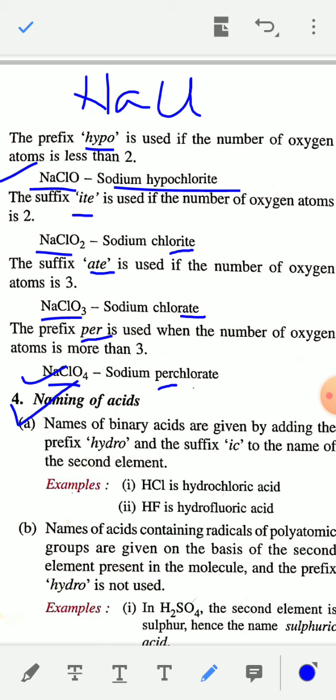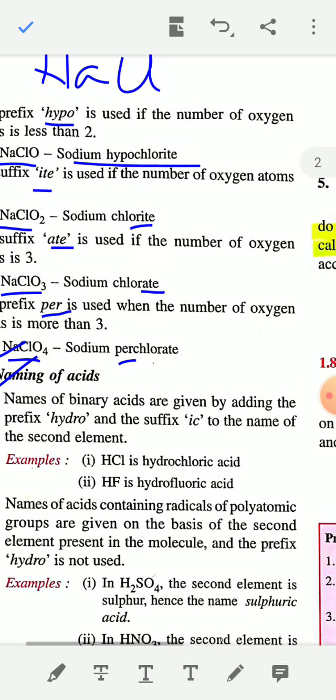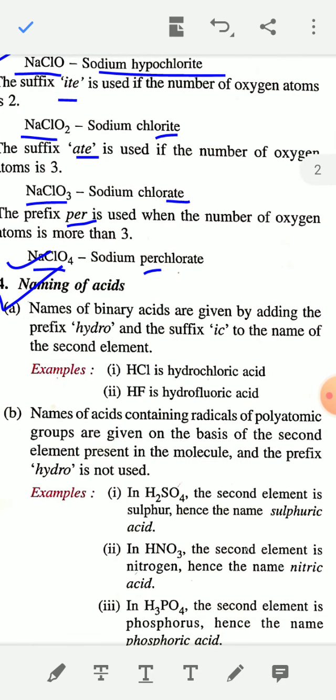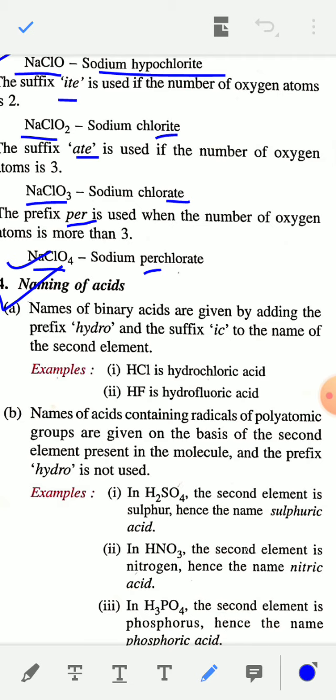Names of binary acids are given by adding the prefix hydro and a suffix -ic to the name of the second element. For example, HCl is hydro for H, and Cl means chloride, so hydrochloric, because you have to use the suffix -ic to the name of the second element, that is Cl, so hydrochloric acid. Similarly for HF, hydrofluoric acid.